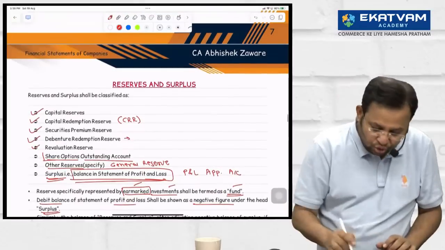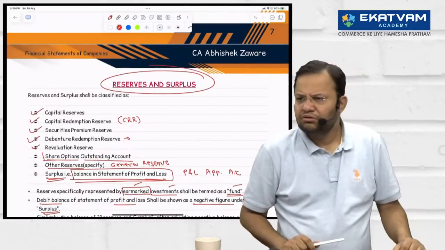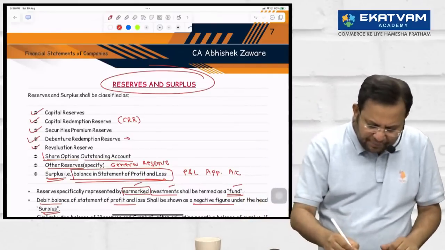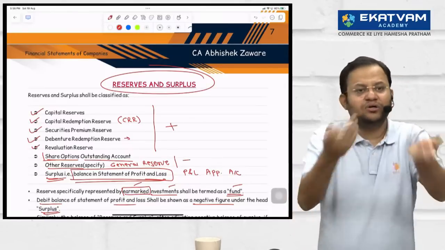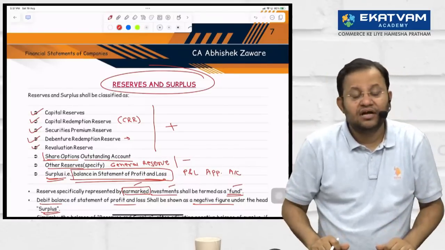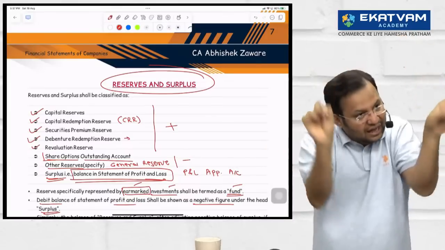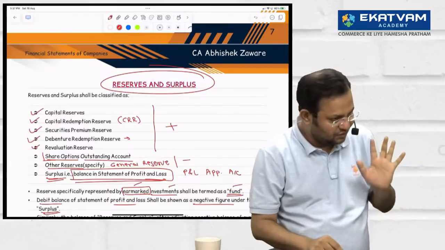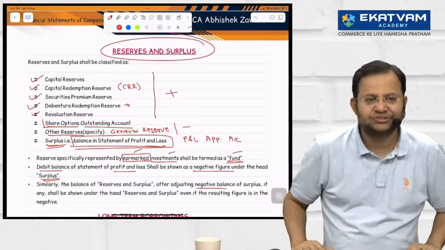So, bachcho, total of reserves, can it be negative? Yes. Why negative? Loss. Can it be positive? Yes. It can happen that a few items are positive and a few are negative, and then the net total. If it is positive, still shown on the liability side. Net total, if it is negative, still shown on the liability side in brackets. Are you clear? Now let me explain some wonderful points on this.